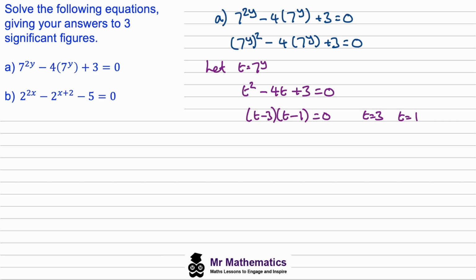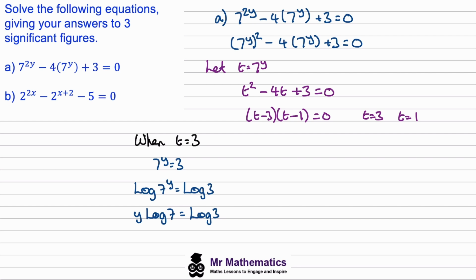But now we need to remember that we said t is 7 to the y, so we need to substitute these values back into what we have here. So when t equals 3, we've got 7 to the power of y equals 3. We can find y by taking the log of both sides. This allows us to use the power rule to bring this y down in front of a log. And then we can divide both sides by the log of 7. We can work this out on our calculators, and we get approximately 0.565 to 3 significant figures.